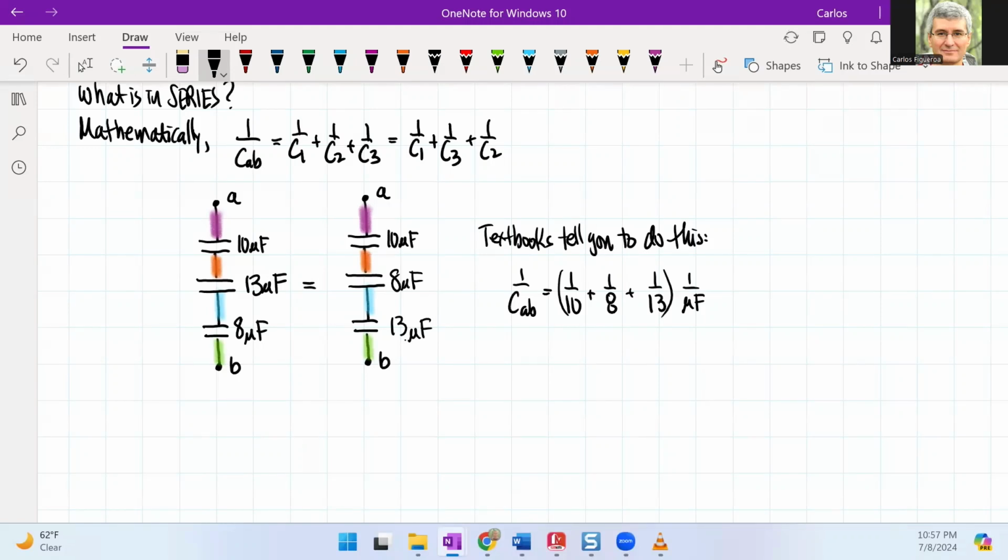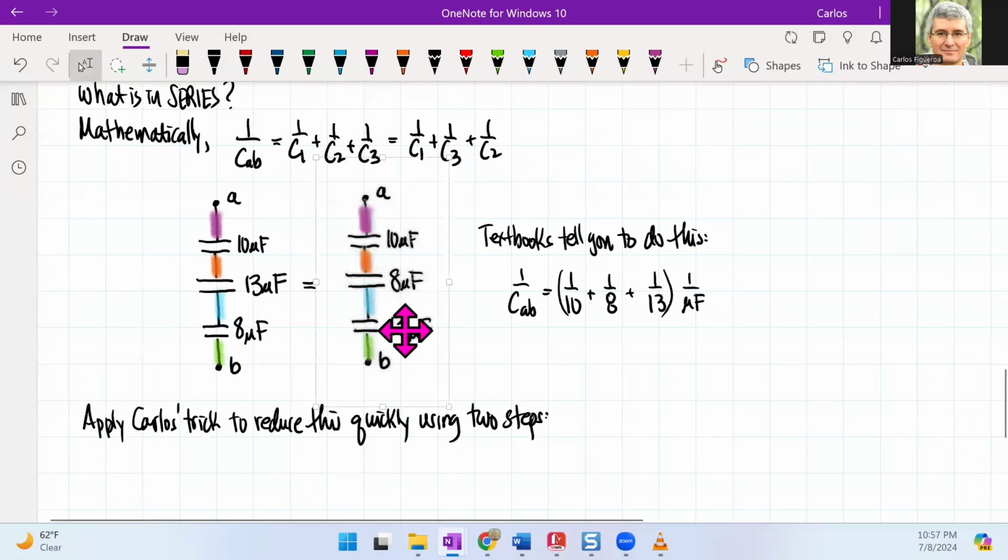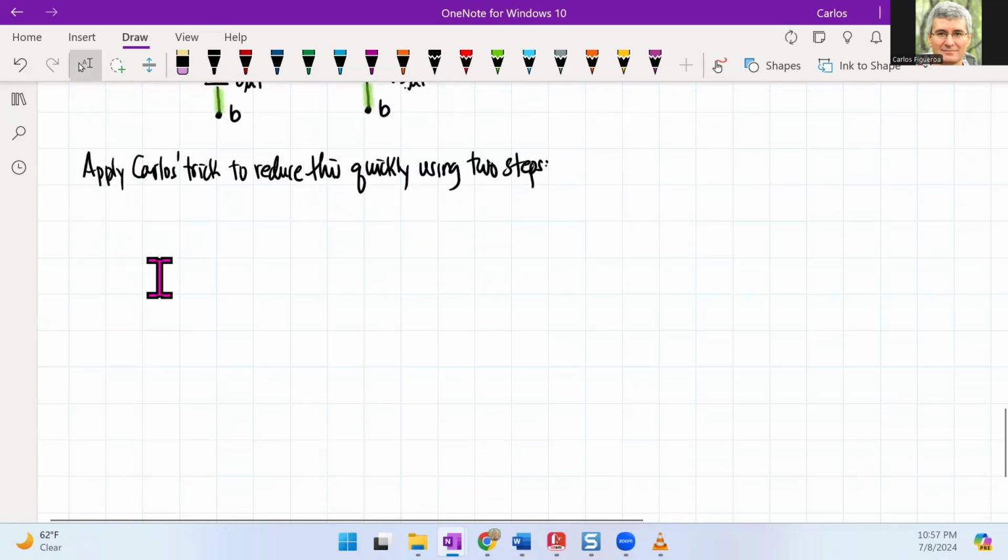So what am I going to do here? I am going to apply Carlos's trick to reduce this quickly using 2 steps. So I'm going to say that this is the circuit. I could have dealt with that one, but I'm going to stick with this one since I just redrew it. So now let's do this.